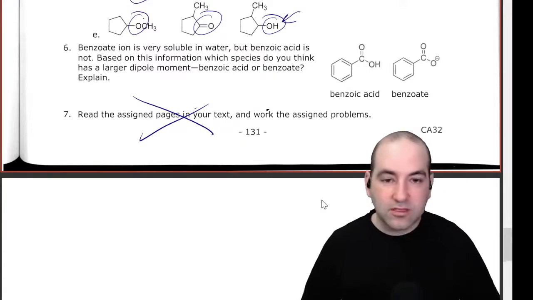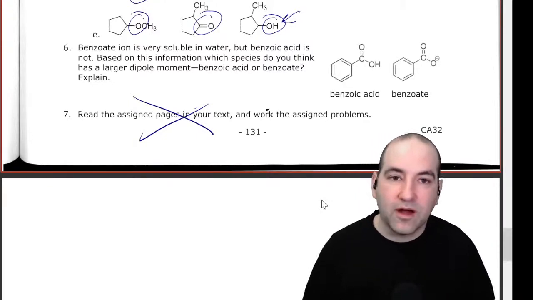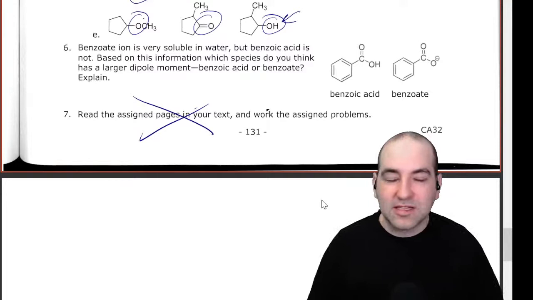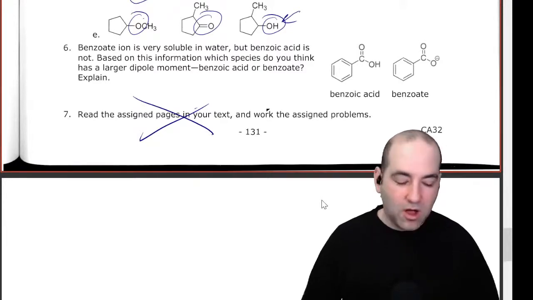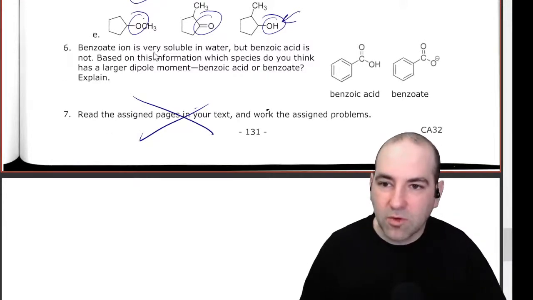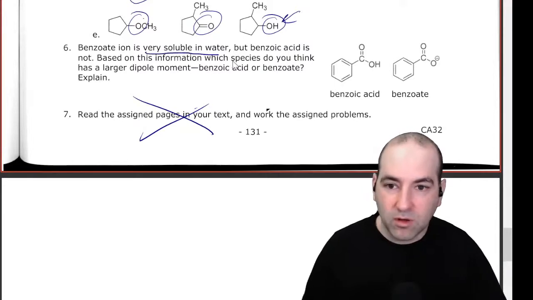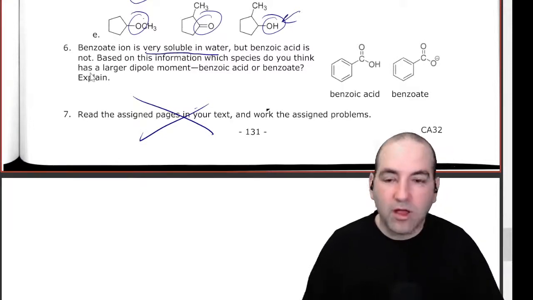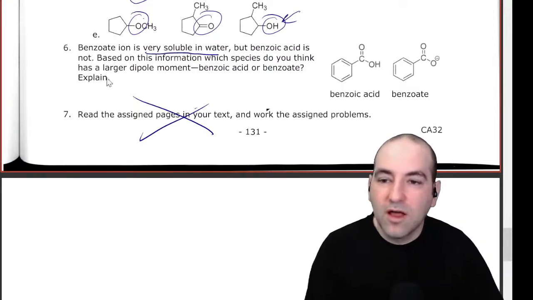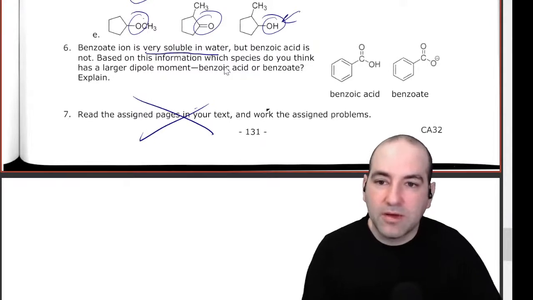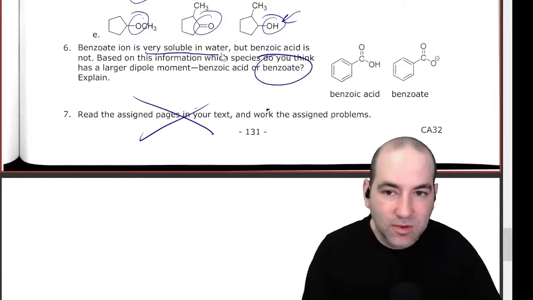So that's really the answer to the question. We don't have to use our structure skills here. The fact that the structures are drawn there is interesting, but it doesn't actually help us answer the question. We already know very soluble in water means very polar, large dipole moment, and not soluble in water means not very polar, small dipole moment. So that tells us right there that the larger dipole moment has to be benzoate because that's the one that's soluble in water.